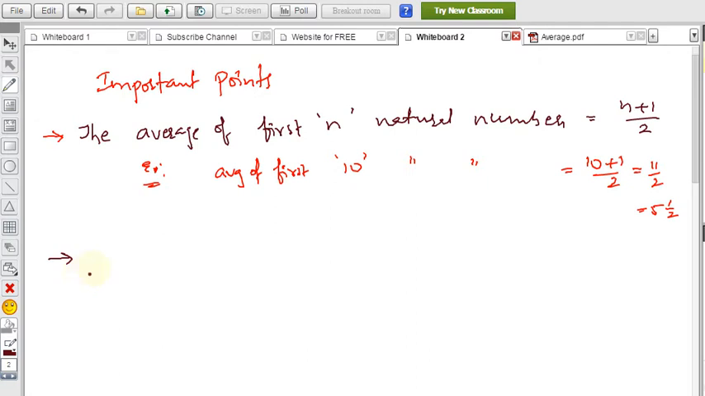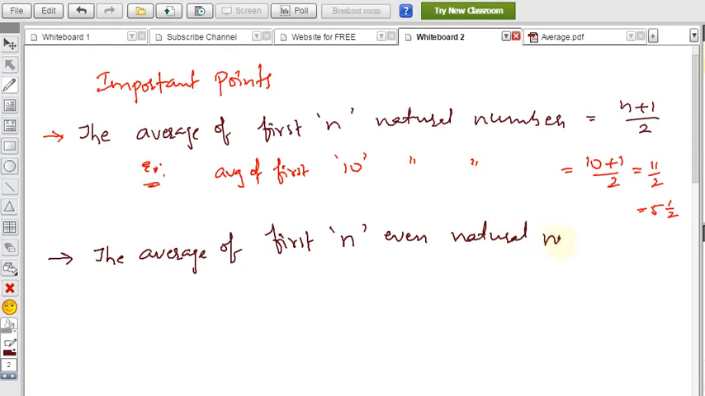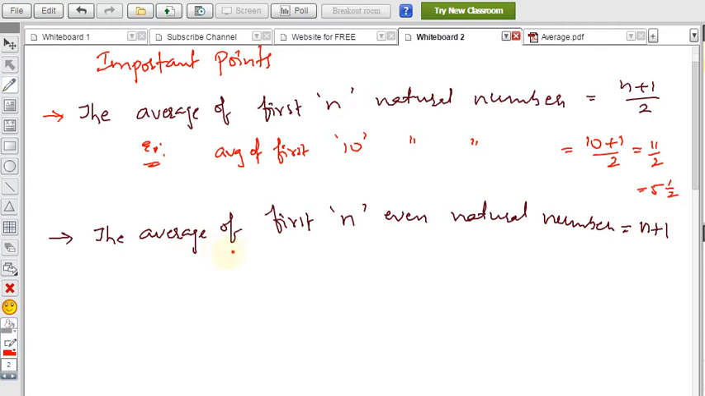Next, the average of the first n even natural numbers. The average of the first n even natural numbers is n plus 1. Let me show you an example. First n even natural numbers, for example, the first 5 even natural numbers. You can take n plus 1, that means 5 plus 1. The answer, 6, should come.